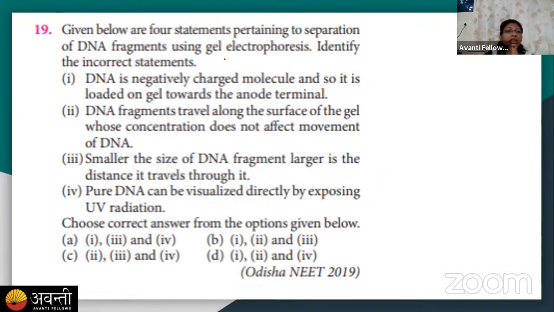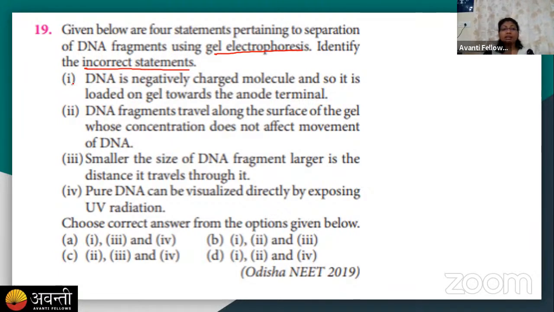So the next question says, given below are four statements pertaining to separation of DNA fragments using gel electrophoresis. Here we are going to discuss the technique of gel electrophoresis. You have to identify the incorrect statements regarding the gel electrophoresis. So here four statements are given.